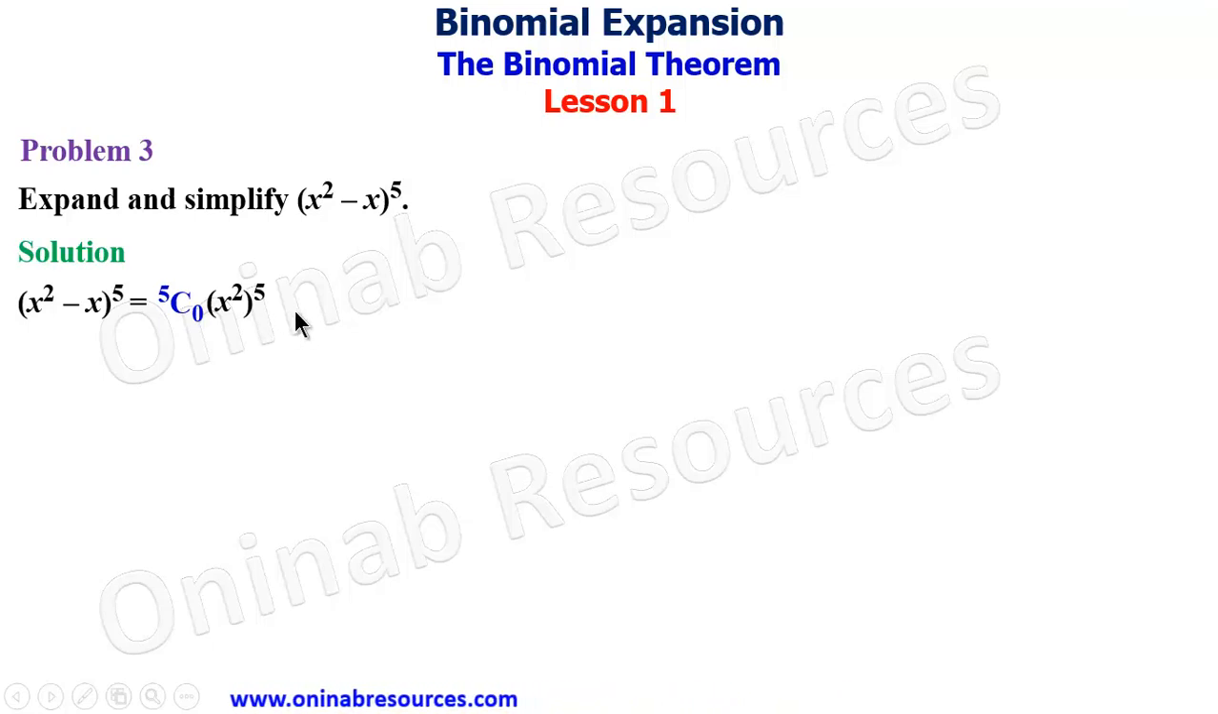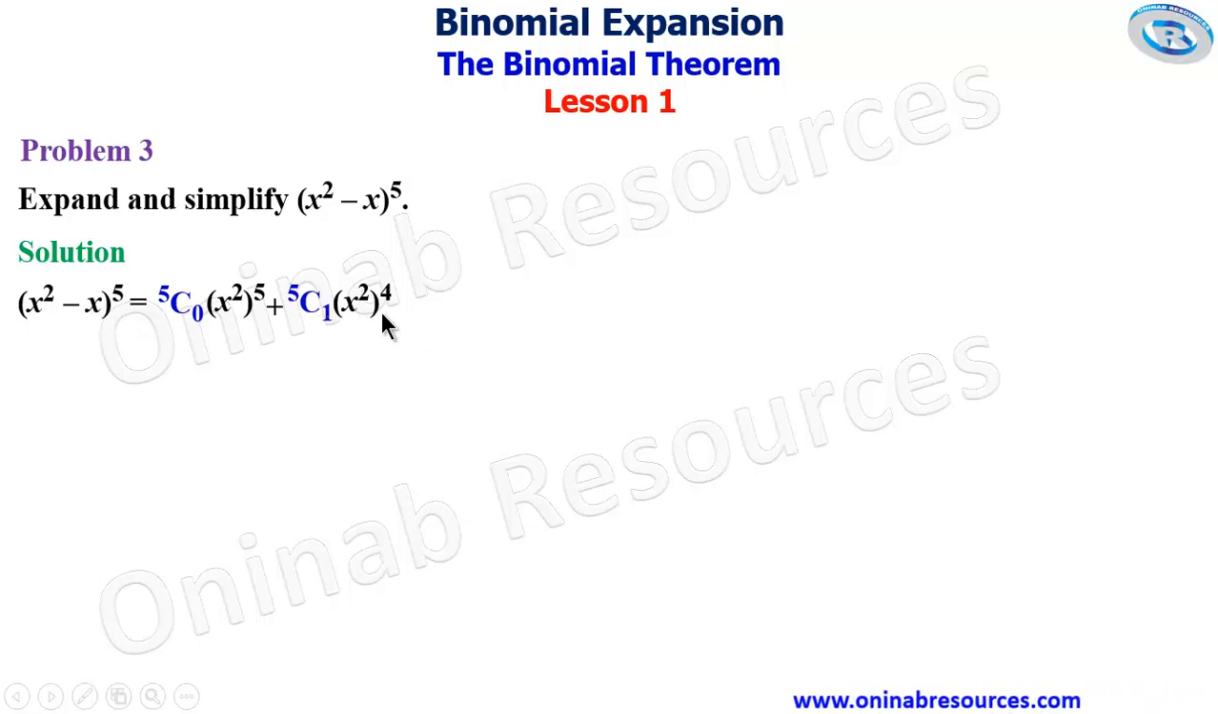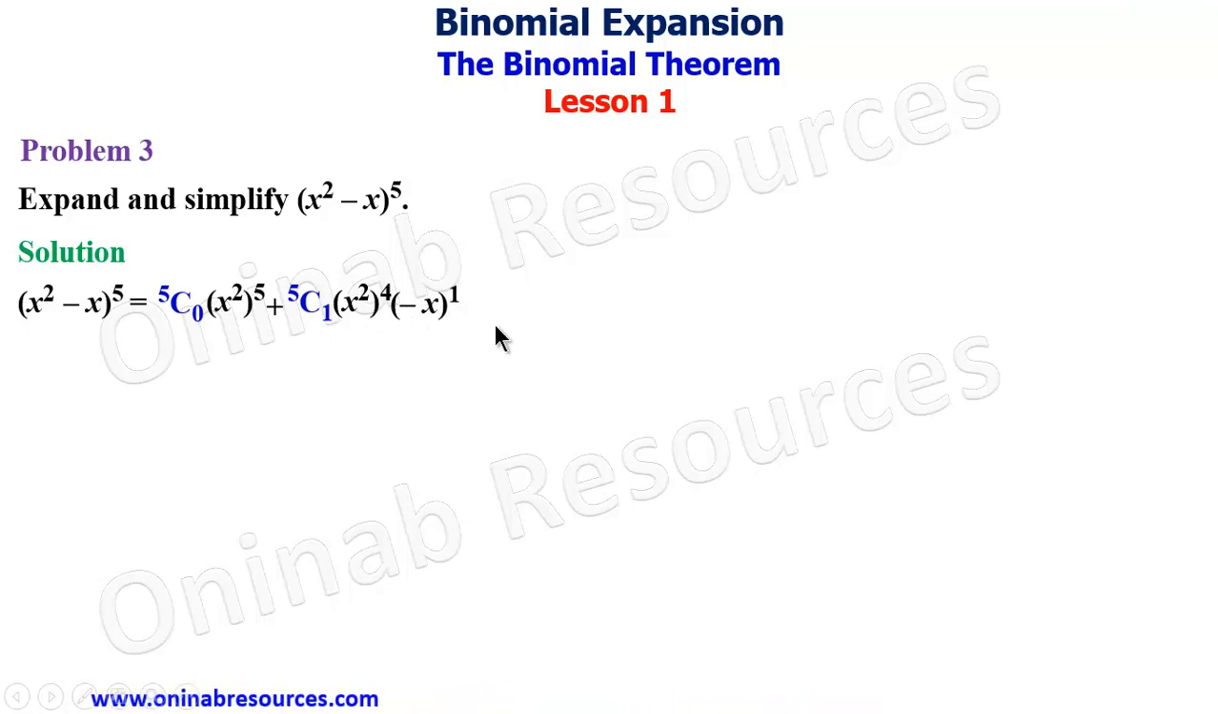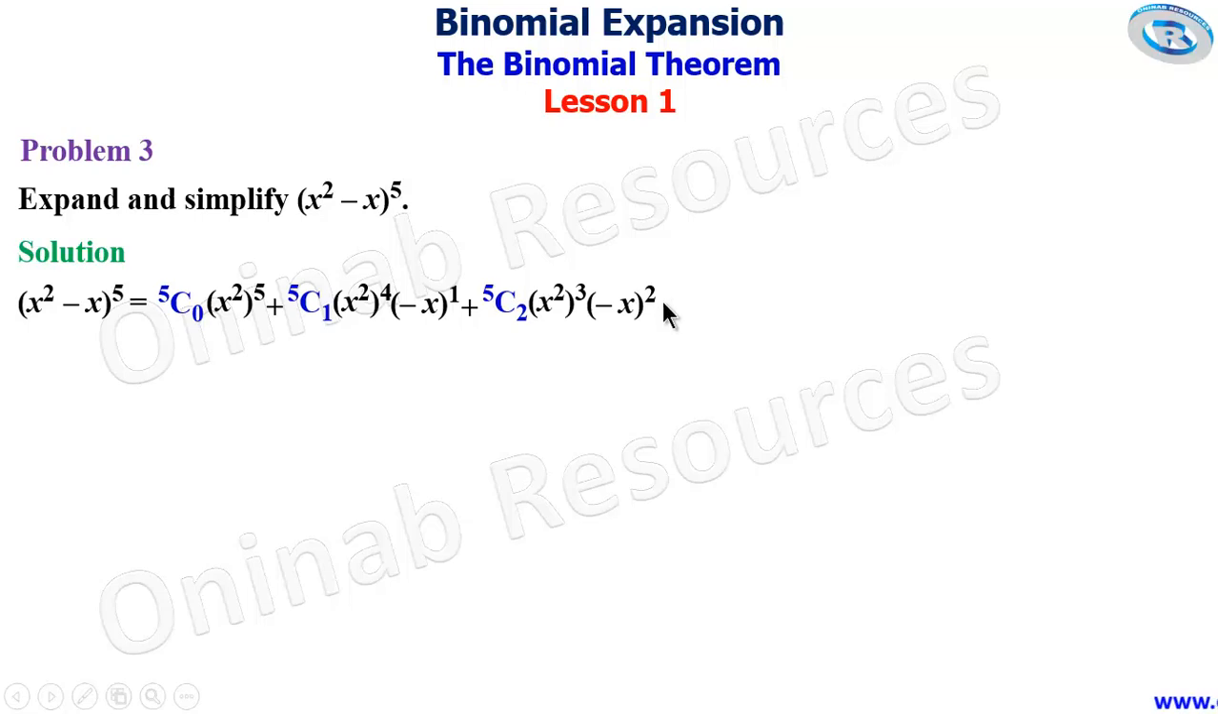We go to the next term. That's going to be plus 5 combination 1. Then what is it going to be? X squared raised to the power 4. Then the negative x will come in to take the power 1 here. So we have negative x raised to the power 1. We are done with that term. Then plus 5 combination 2. We are going to have it as x squared raised to the power 3. Then we have negative x all squared.